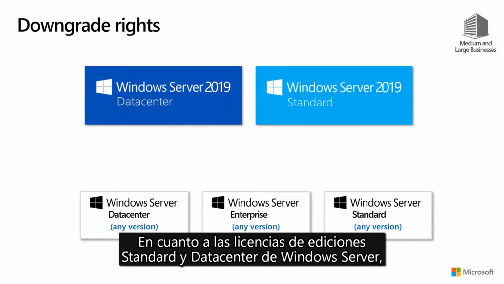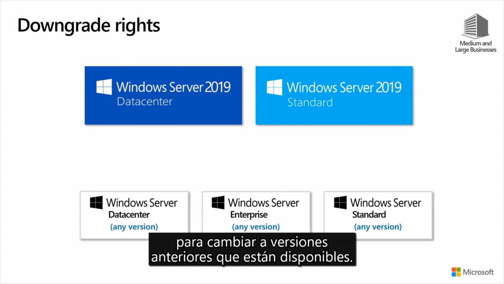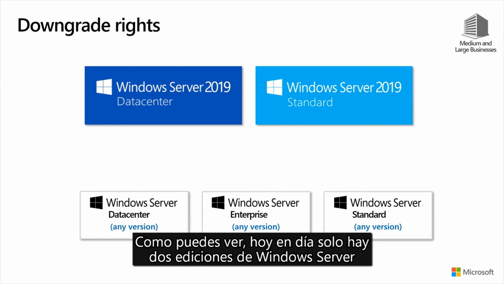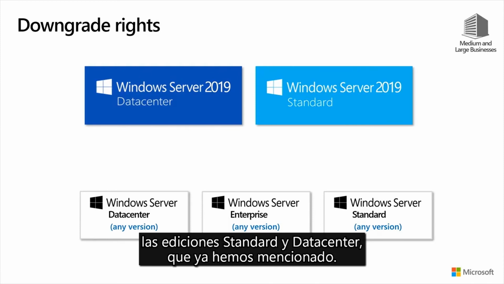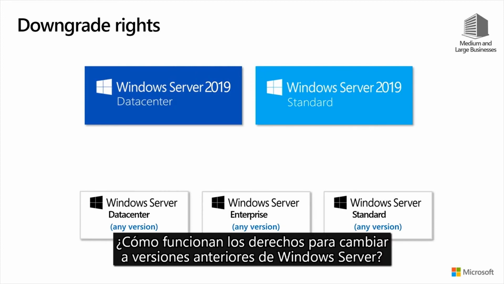The next thing I want to cover with respect to the licensing of Windows Server Standard and Data Center editions are the downgrade rights that are available. If you look at this slide, you can see that today we have just 2 editions of Windows Server for medium and large businesses, the ones we've been talking about, Standard and Data Center edition. But in the past, there was an Enterprise edition as well. So how do the downgrade rights for Windows Server work?